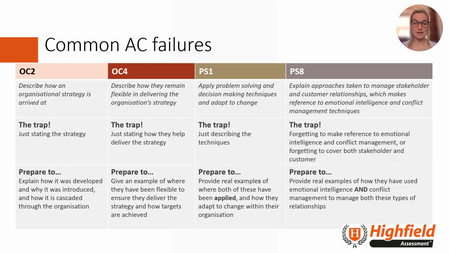And with PSA, explain approaches taken to manage a stakeholder and customer relationships, which makes reference to emotional intelligence and conflict management techniques. The trap here is that learners are forgetting to make reference to emotional intelligence and conflict management, or forgetting to cover both stakeholder and customer. They should provide real examples of how they have used emotional intelligence and conflict management to manage both of these types of relationships.